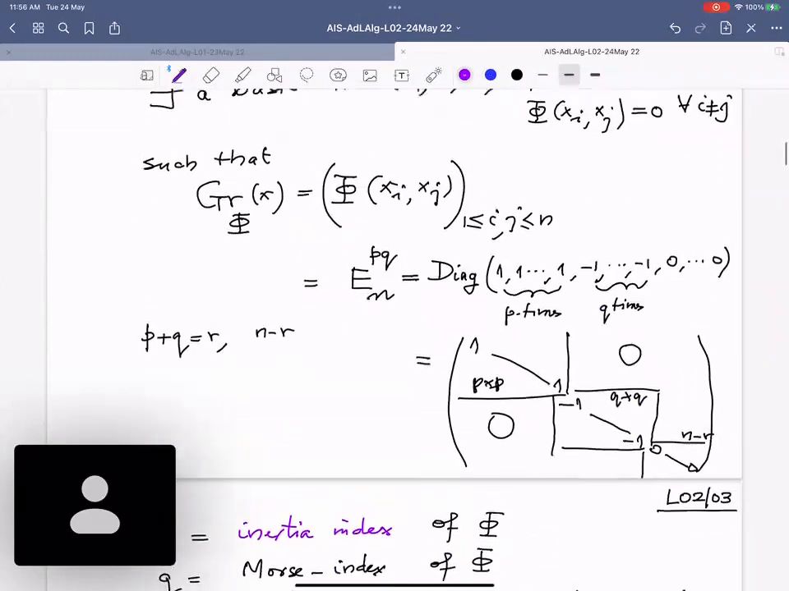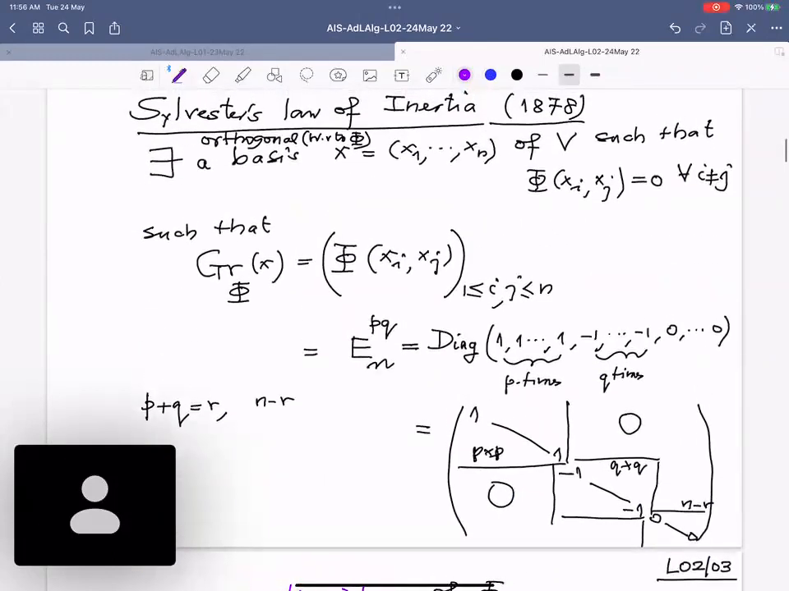What is P? P is the number of ones, and the number of minus ones is Q. So you see here, if the matrix is this, you know already, if I take the subspace generated by the vectors corresponding to the first P entries, that is x1, x2, xp.